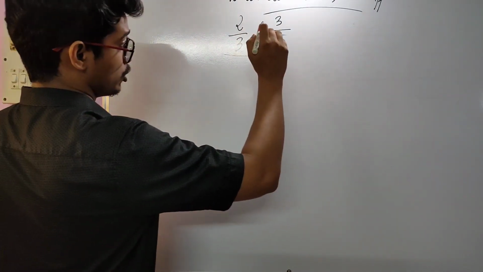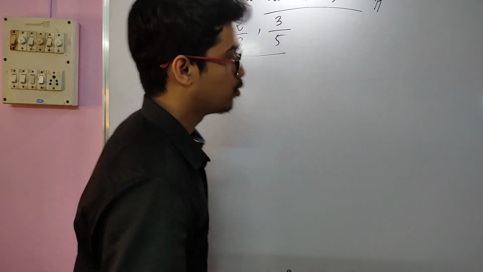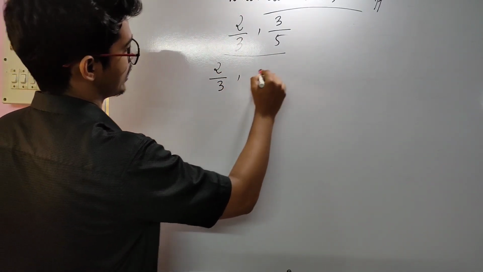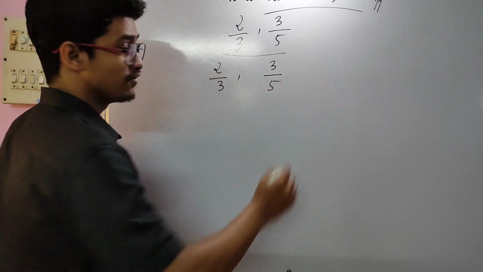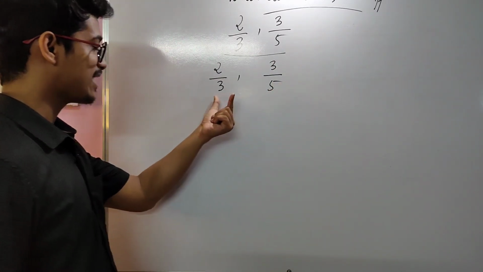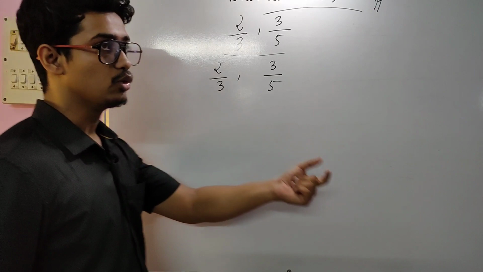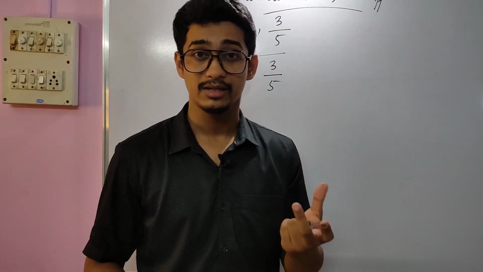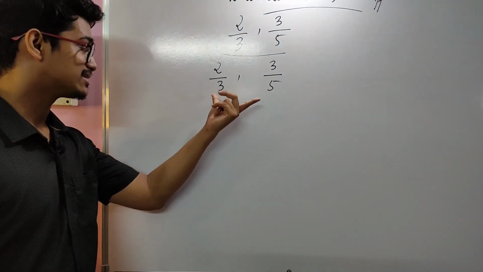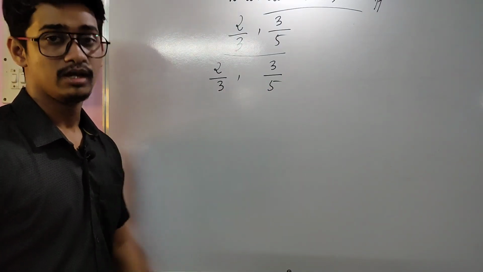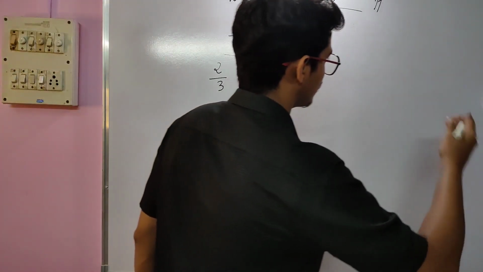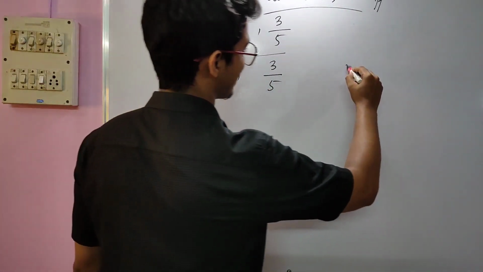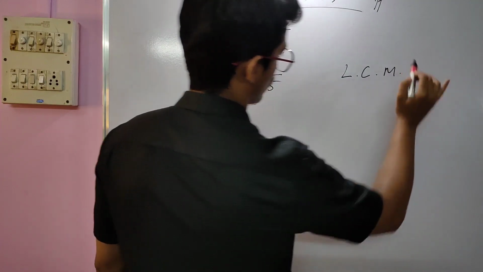So to make that fraction, what do we have to do? Let's say 2 by 3 is there and 3 by 5 is there. We have to convert this 5 and 3 into one single number. So how do we find that one single number for 3 and 5? We just simply use this method. What is that method called? That is called LCM. What is LCM?